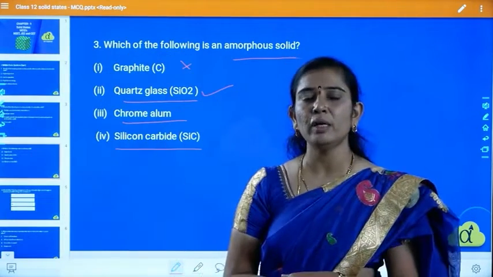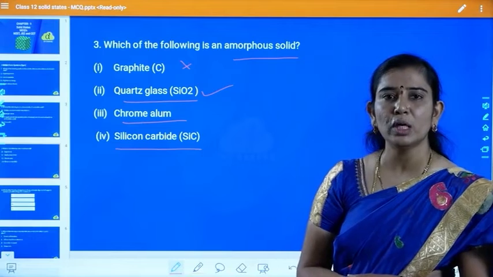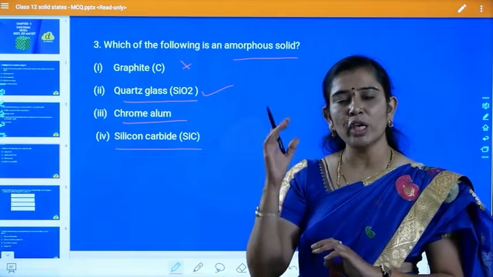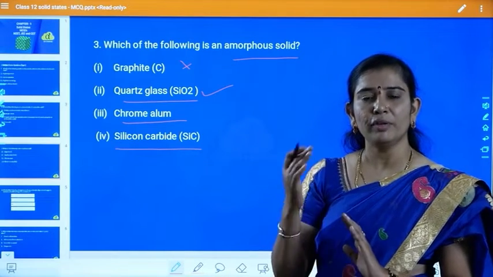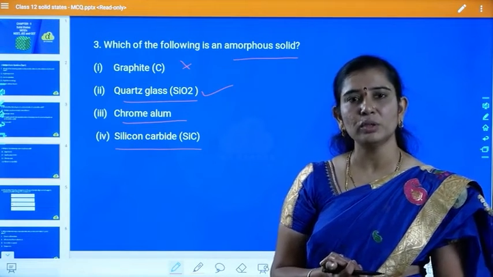Because you know very well, when you heat, what is going to happen? Or else when you keep this glass particle for a long period of time, what is going to happen?